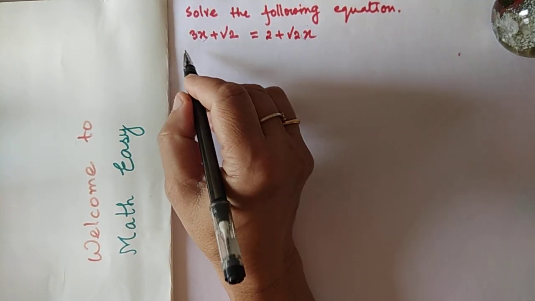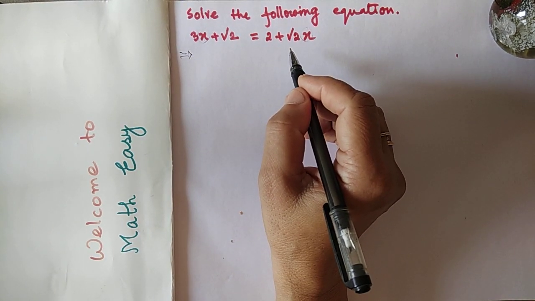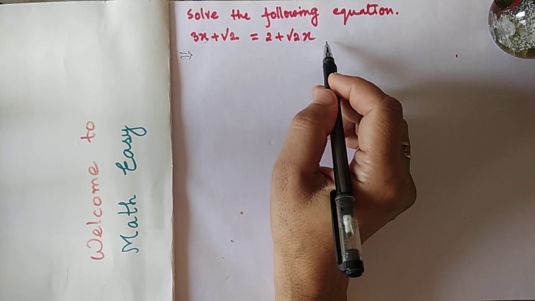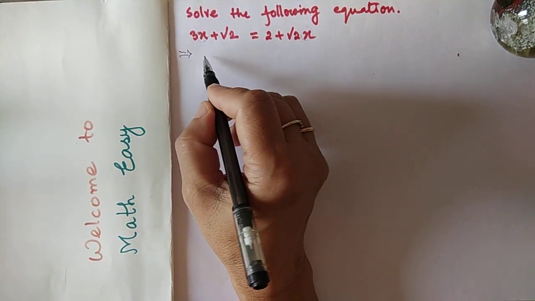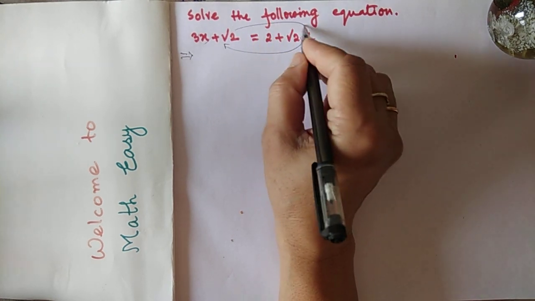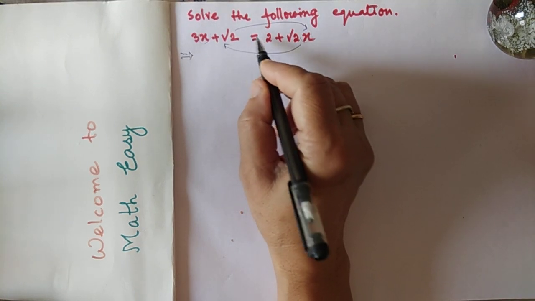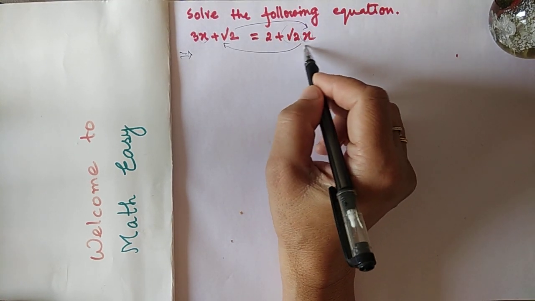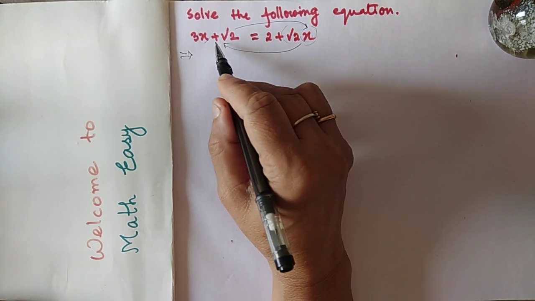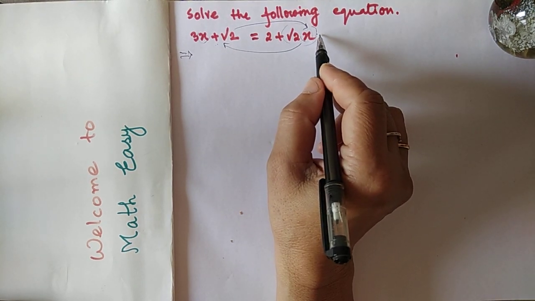Now the first step is that we will bring all the x terms together on one side and the other terms on the other side. So here, 2x will come to this side and root 2 will go to that side. As there is an equal to sign in between, 2x will come to this side with a minus sign because it has a plus sign here, and plus root 2 will go to that side with a minus sign. It will be minus root 2.